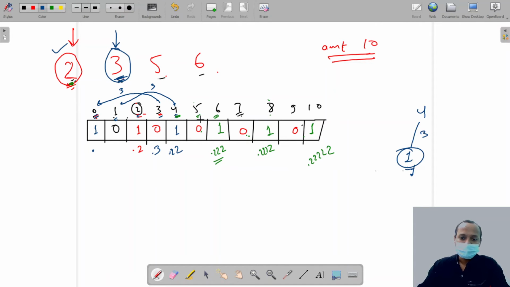Alright, now we are at 5. We are using 3 rupees coin, so the amount left is 2. So we see is there any way to pay 2 rupees? Yes, there is a way, that is 0.2. So let's write 0.2, and we are adding 3. So this is the way to pay 5 rupees. So I'm writing here the way to pay what? 5 rupees, that is 0.23.